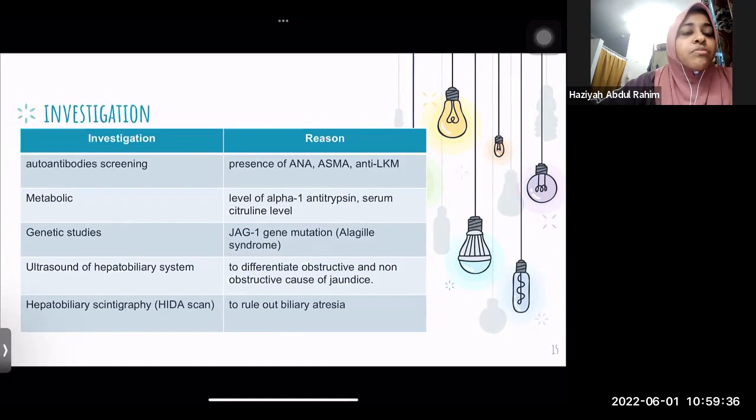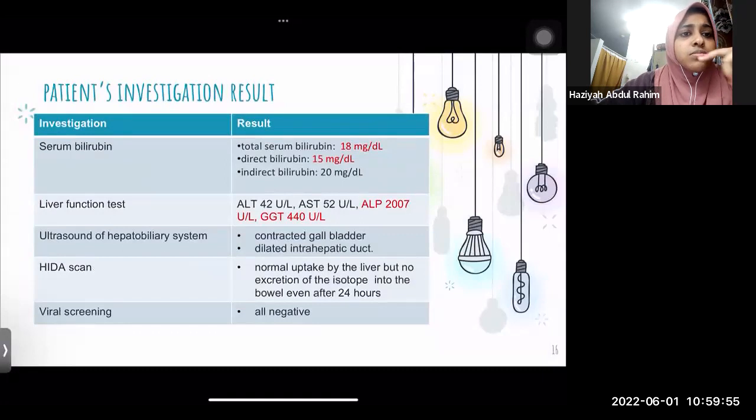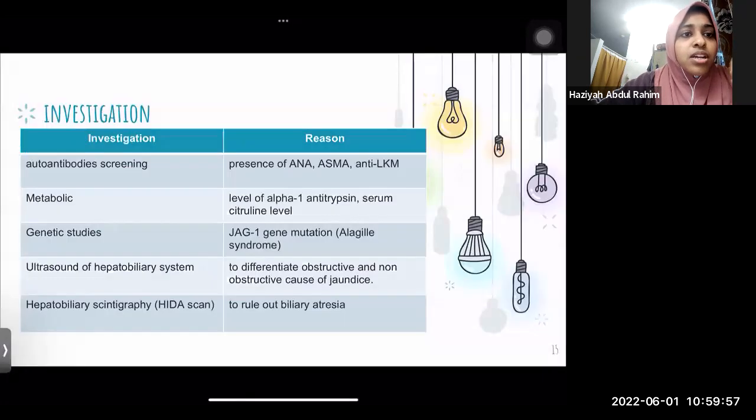For obstructive causes, basically in patients with neonatal jaundice, prolonged neonatal jaundice, one of the things that we have to rule out is biliary atresia, especially in conjugated hyperbilirubinemia. So to confirm the diagnosis, we have to do hepatobiliary scintigraphy, HIDA scan, to look for any biliary tract obstruction. Next.